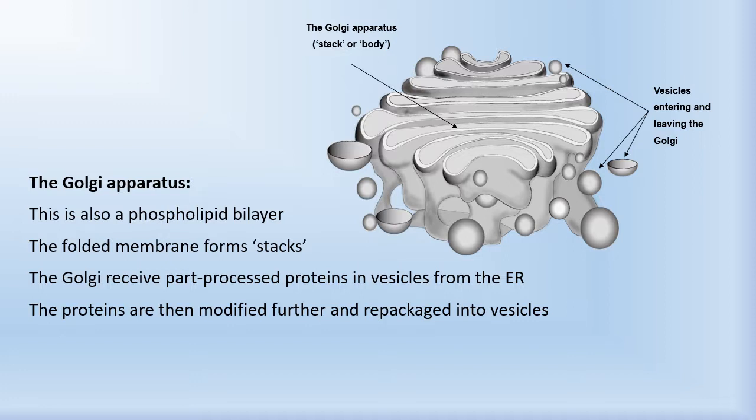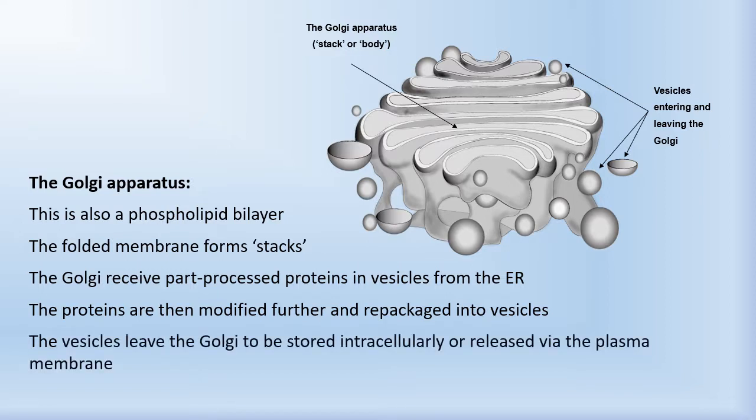The proteins in the Golgi are then modified further and repackaged into vesicles. So they may fold the polypeptide chains further, bind them to other chains, or to lipids or carbohydrates to form lipoproteins or glycoproteins. Or they may cleave sections off to activate the polypeptide chains.